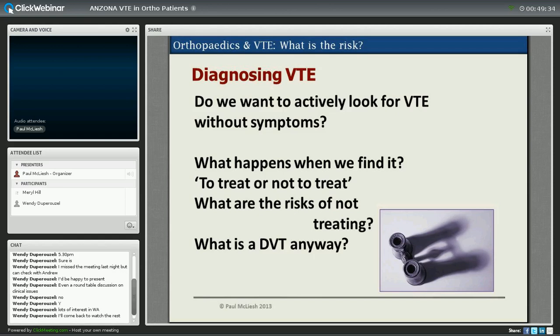So what happens if you find that DVT? Do you have to treat it? And then if you don't treat it, what are the risks of not doing that as well? So it's a little bit tricky to work out.